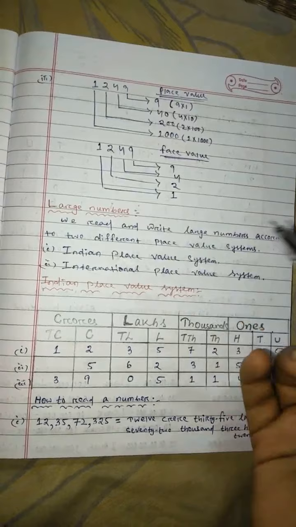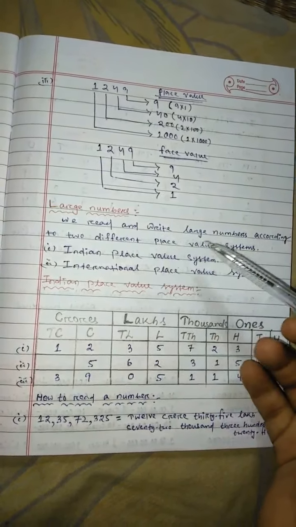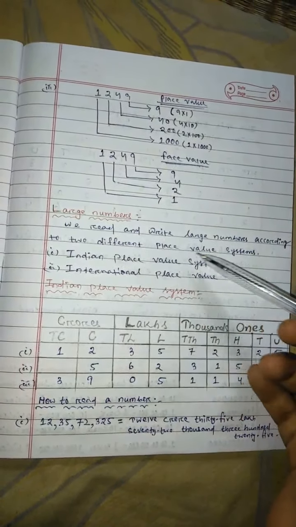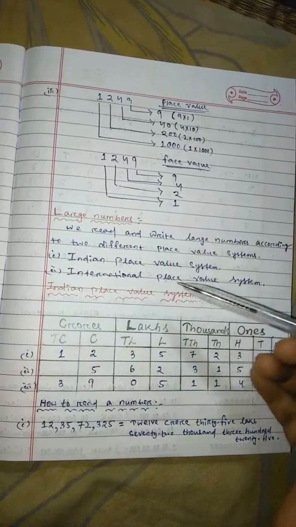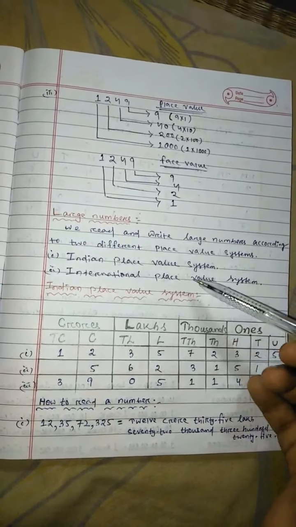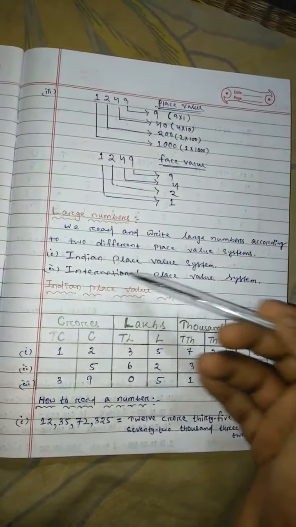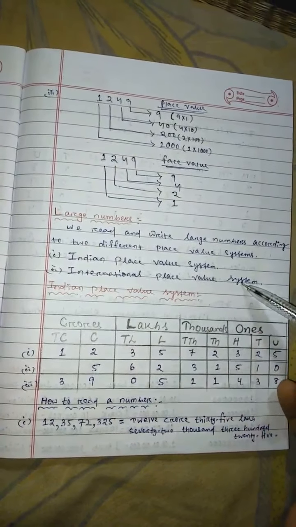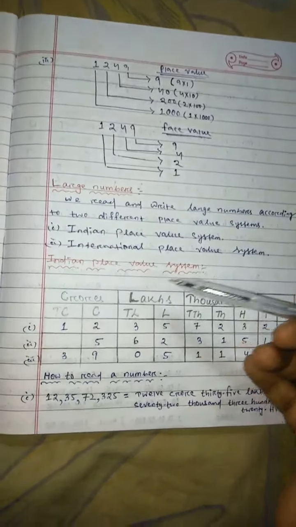Let's see large numbers. We read and write large numbers according to two different place value systems. One is the Indian place value system and another one is the international place value system. Let's see the Indian place value system.